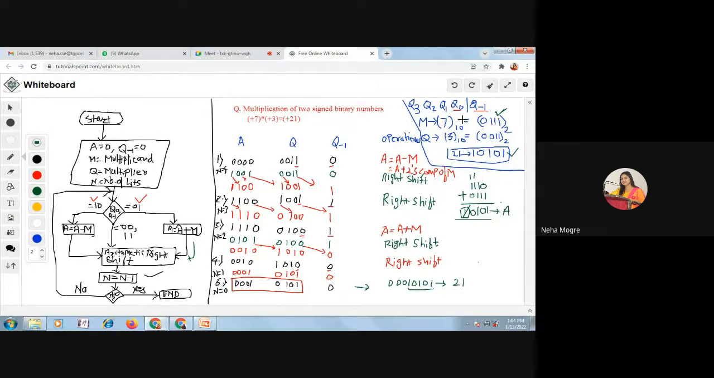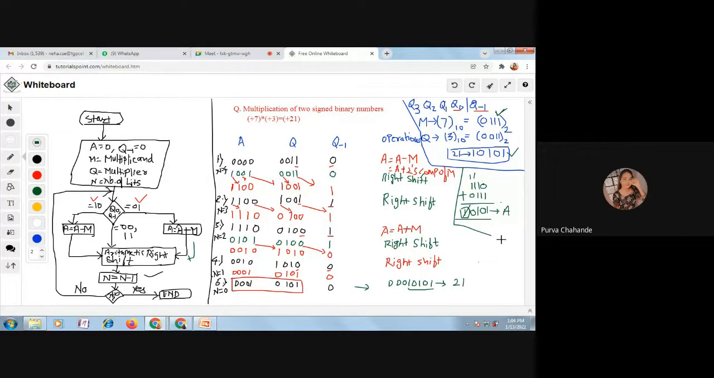Just remember in this case, the value of M is 7, and 7 is 0111. Okay, the value of Q is 3, that is 0011. When it is minus 7, you need to take the 2's complement of this 7. So that will be your minus M.